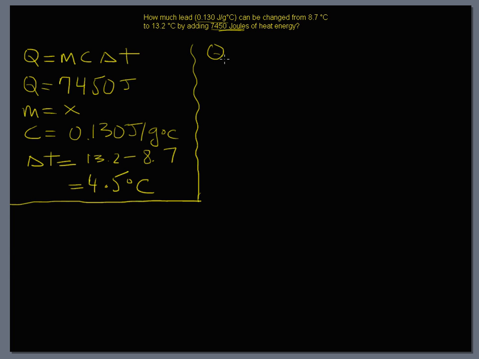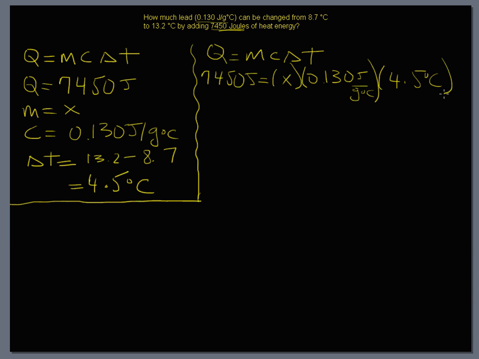Okay, so let's go back to step 2, and we are going to plug in our values from here. So we have Q, and that's 7,450 joules. Mass, again, some might be comfortable writing it as M, but typically I write an x because that is our unknown. However you're comfortable, feel free. Our constant is 0.130 joules over grams degrees Celsius, and we have a change in temperature of 4.5 degrees Celsius. Starting from the left and moving to the right, we would rewrite 7,450 joules, and we would have this.